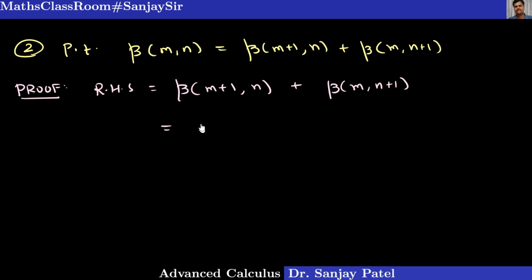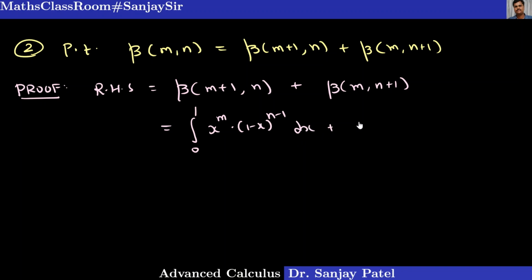This I can write, by definition of beta function, as integral 0 to 1 x raised to m minus 1. This is your m plus 1, so it will be m by definition, into 1 minus x raised to n minus 1, correct?